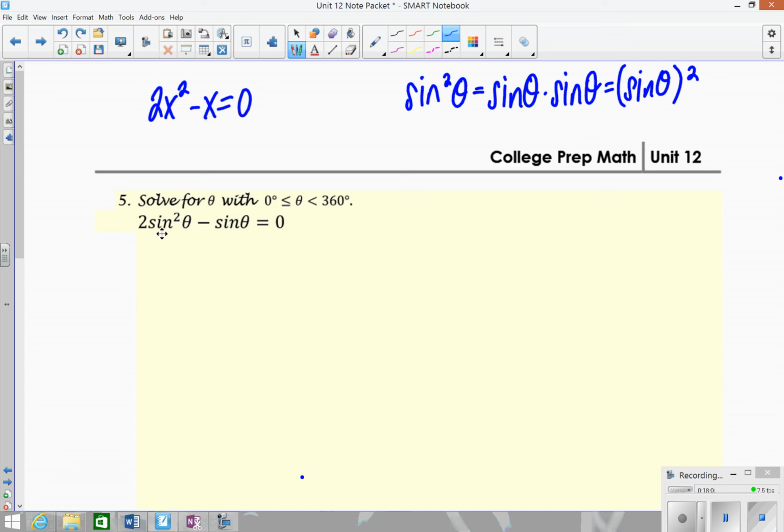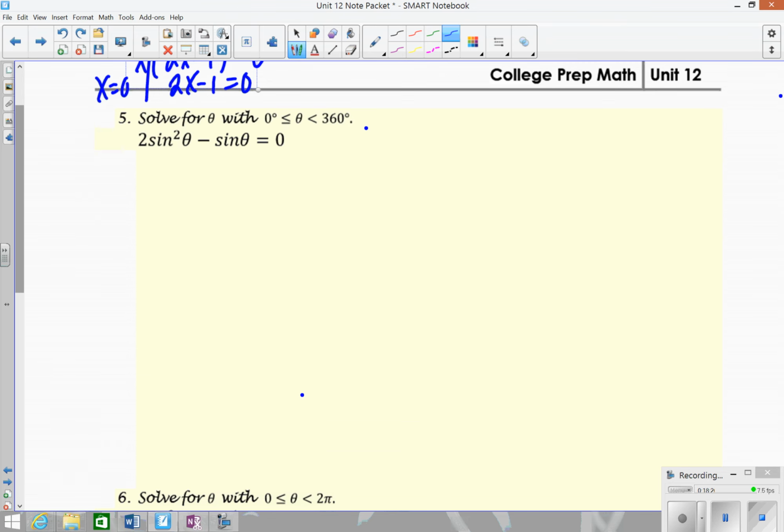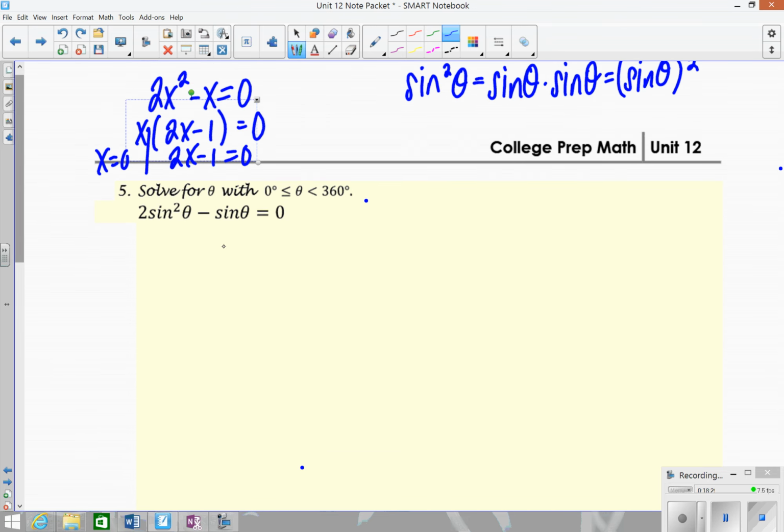So if I see this, it really means the same thing as if I let x equal sine theta, it's equal to 2x squared minus x. If I were to solve this, I would have to factor it. So I'd take an x out, and then I would just split it and solve it. x equals 0, 2x minus 1 equals 0, and then find x. So basically we're going to do the same process, it's just now we have sines in there. If the sines are messing you up, remember you can just replace them with x, do this process, and then when you get down to this step, just replace x with sine.